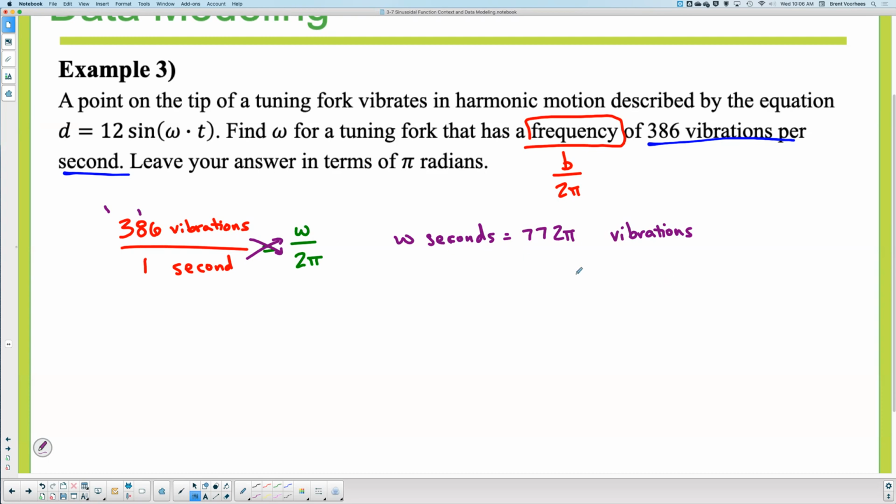So the omega, if you were going to put that into the equation, it says leave in terms of pi. That would be our answer here. Our W is 772 pi vibrations per second. And this time, instead of dividing by 1, I'm just going to say it like that.